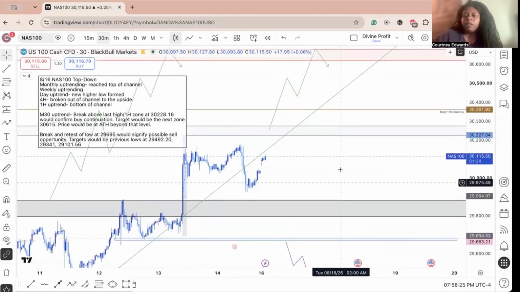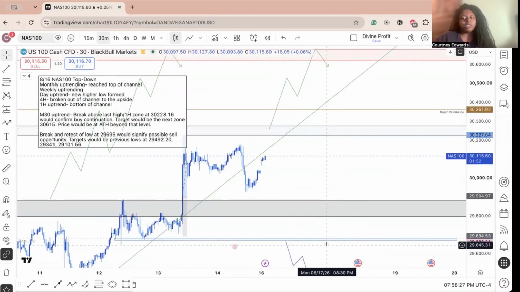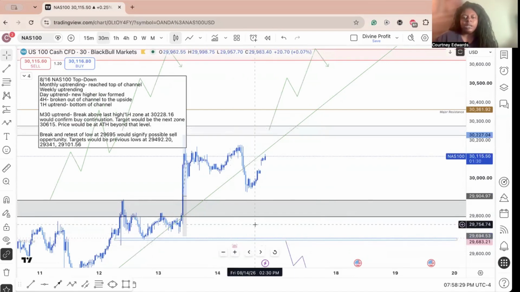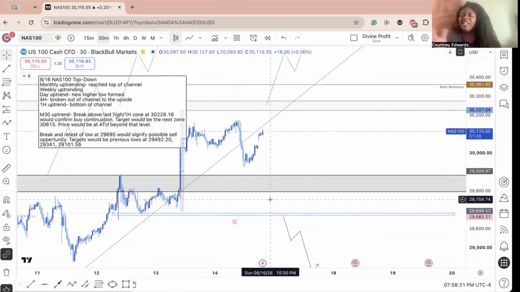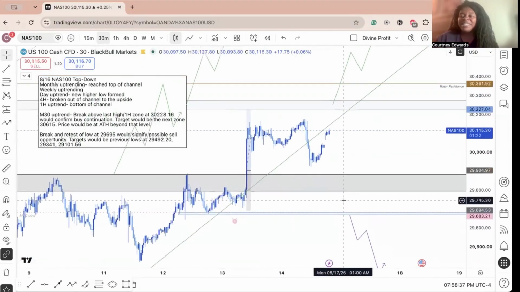But I'm just going to set my alerts. I'll set my alert at this high. I'll set my alert at this low. It's actually already set. You can see that alarm here. And I'm just going to wait for the breakout and then react accordingly. So, hopefully all of that made sense.